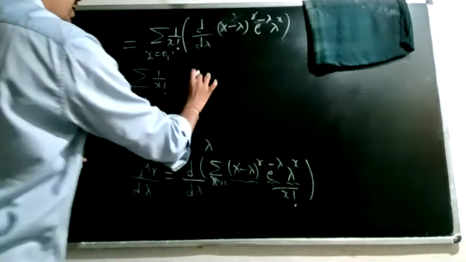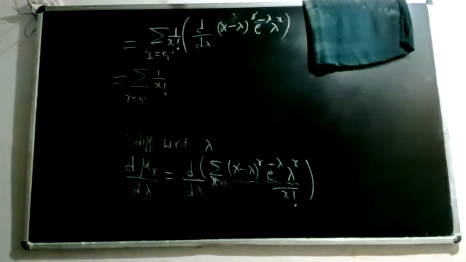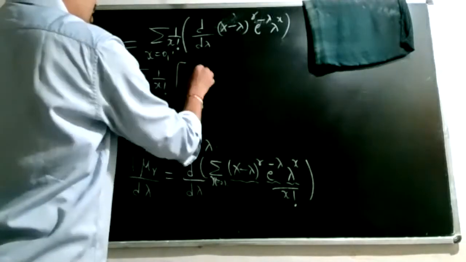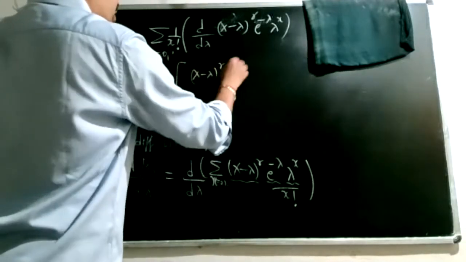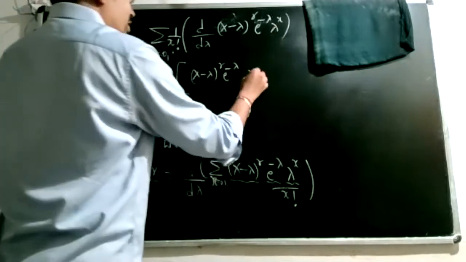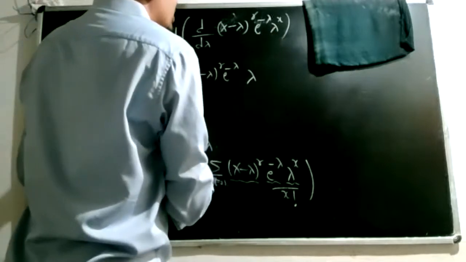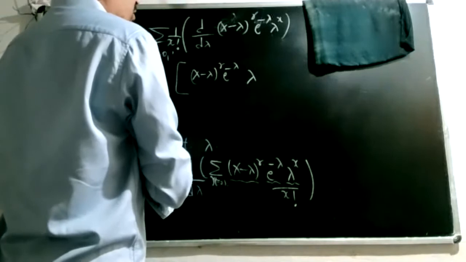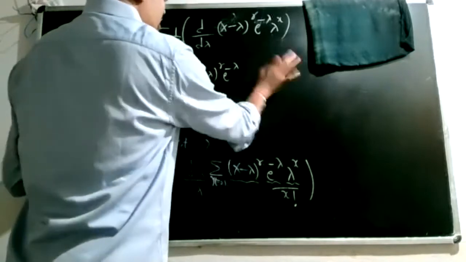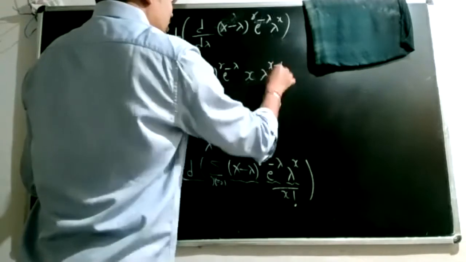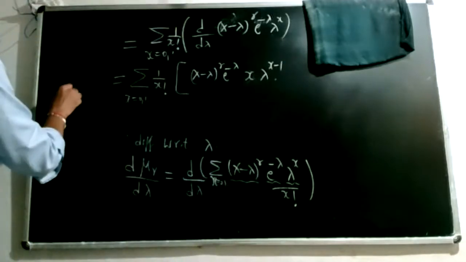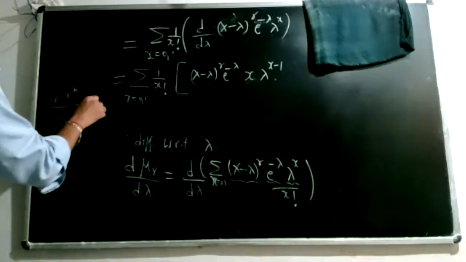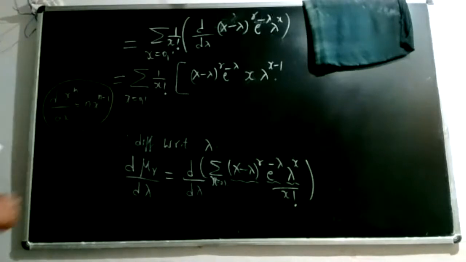I'll keep two functions as they are, differentiate the third one, and you will continue like that. I'll first keep this (x minus lambda) power r and e power minus lambda, and I'll differentiate lambda power x. Since we are differentiating with respect to lambda, the derivative of x to the power of n with respect to x is n into x power n minus 1. So in place of x, we have lambda, and in place of n, we have x. Therefore, it is x into lambda power x minus 1.